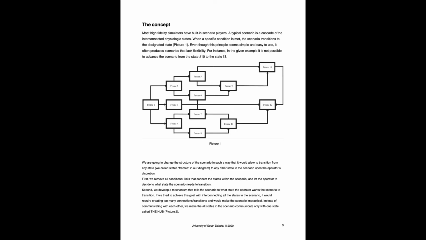First, we remove all conditional links that connect the frames within the scenario and let the operator decide to what state the scenario needs to transition. Second, we develop a mechanism that tells the scenario to what frame the operator wants the scenario to transition. If we try to achieve this goal by interconnecting all the states in the scenario, it would require creating too many connections or transitions and would make the scenario impractical. Instead of communicating with each other, we make all the states in the scenario communicate only with one state called the hub, as you'll see in the next picture.